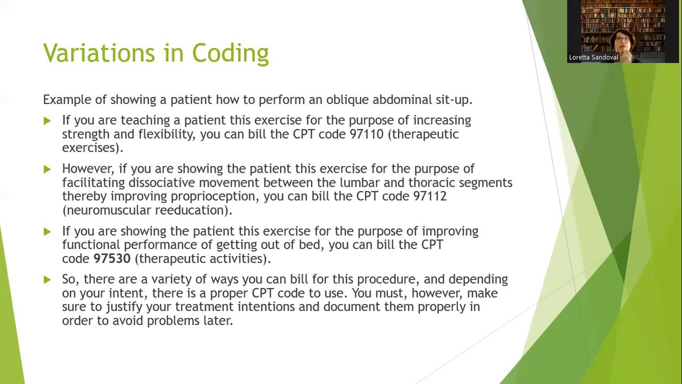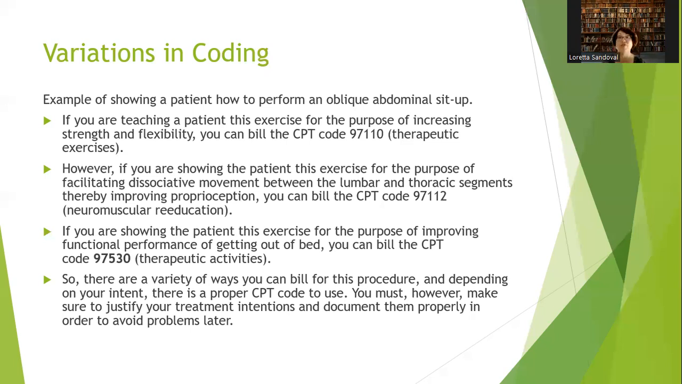So this is an example of showing a patient how to perform an oblique abdominal sit-up. Okay, we've all done those. Maybe you did it earlier today. I didn't, I did it yesterday. Anyway, if you're teaching a patient this exercise for the purpose of increasing their strength and flexibility, which I believe is the reason I did it yesterday, you can bill CPT code 97110 therapeutic exercise. Easy squeezy, right? So if therapeutic exercise is in the plan of care and increasing the patient's strength and flexibility, bam, you got it.